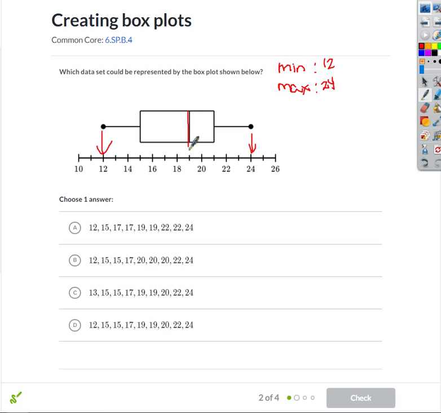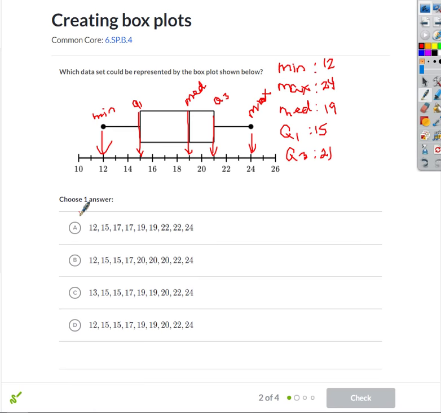the median is between 18 and 20, so the median, I'm just going to put MED, is 19, Q1 is 15, and Q3 is 21. Because in every box plot, the first number is the minimum, and then Q1, and then the median, and then Q3, and then the max.